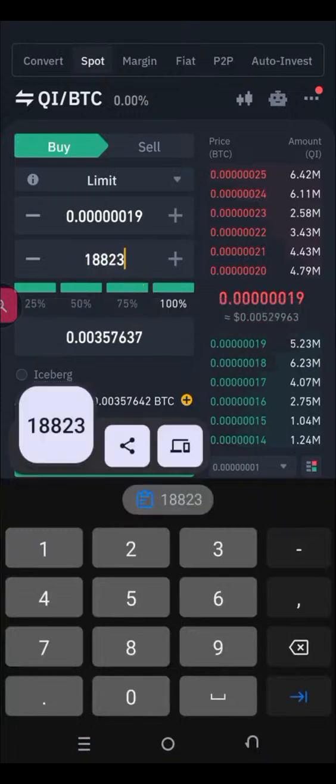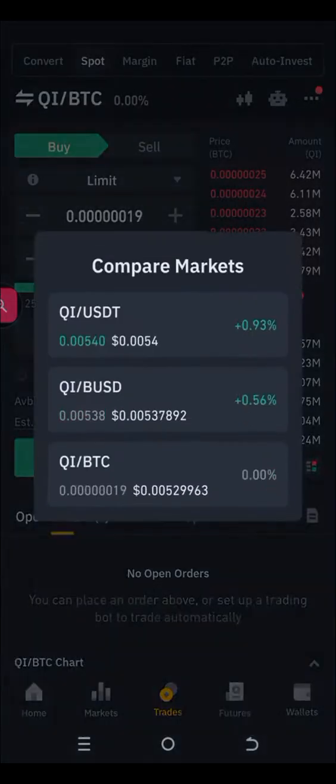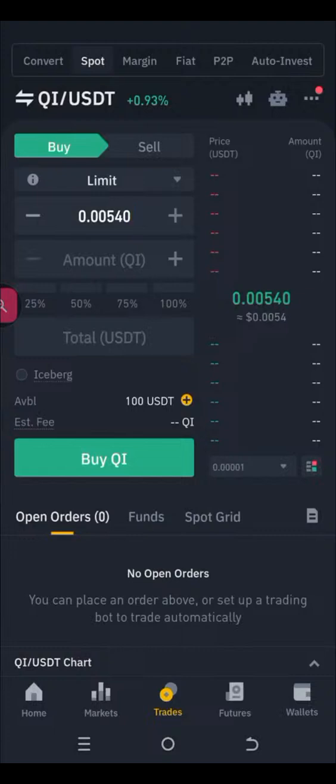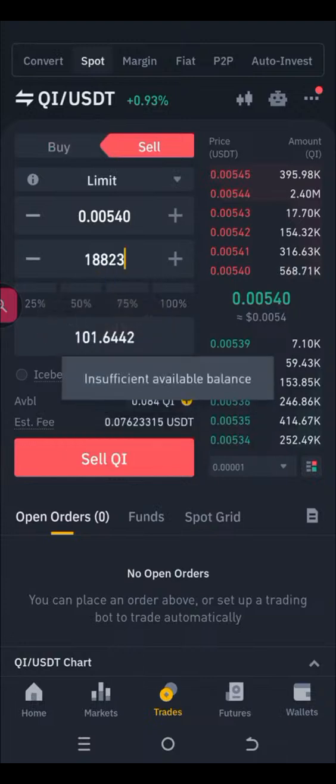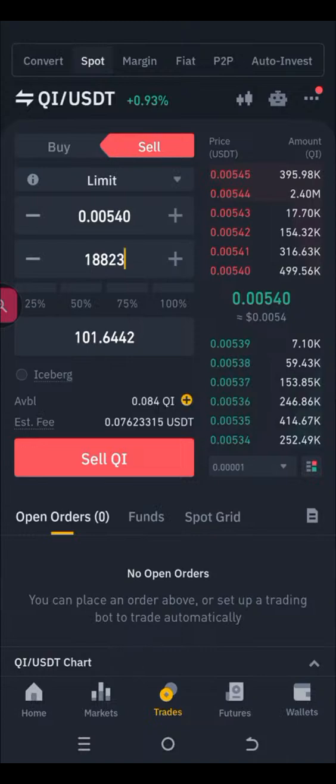And then let's go to compare markets and then click on the USDT. So if I try to sell, what would I get? Let's see what I make profit. Okay, same amount, 1.6%. That's $1.64. So let's just go with this, right?